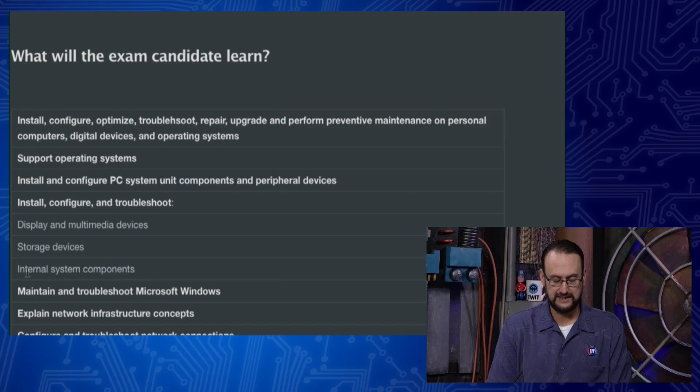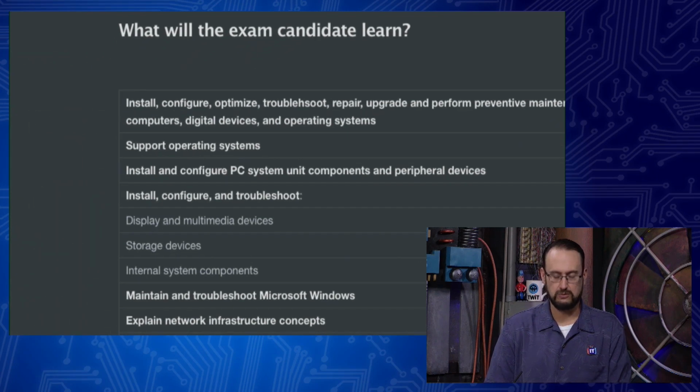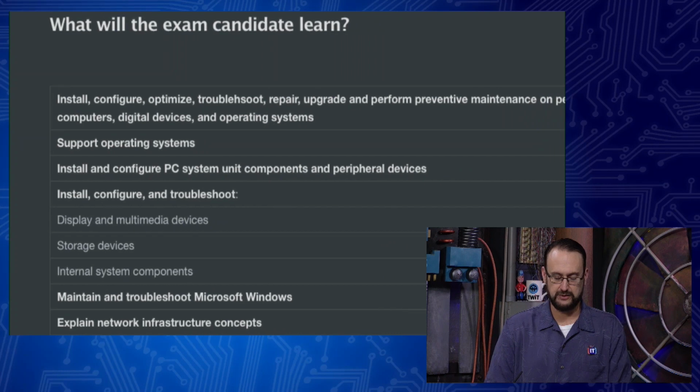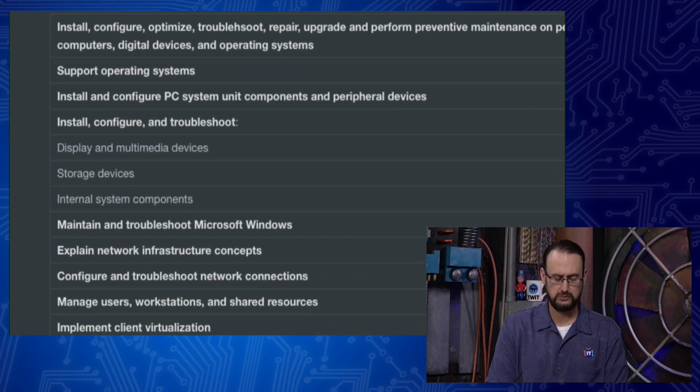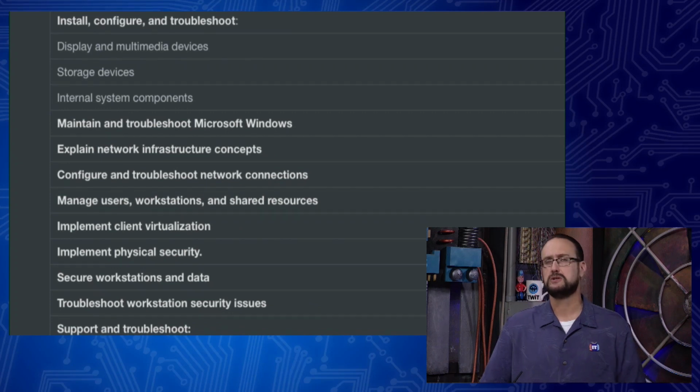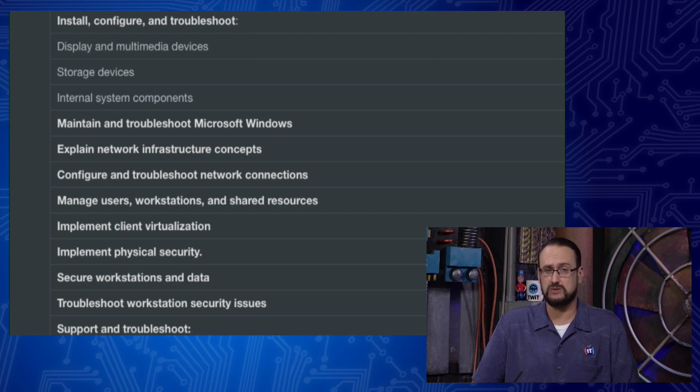Installing and configuring PC system unit components and peripheral devices that connect to those system units, such as installing, configuring, and troubleshooting display and multimedia devices, storage devices, as well as internal system components. We're going to talk pretty extensively about Microsoft's Windows operating system, so you will see that we will learn to maintain and troubleshoot Microsoft's Windows operating systems, as well as managing the users and workstations and shared resources within those environments. We will also learn to explain networking infrastructure concepts, as well as how to configure and troubleshoot network connections.